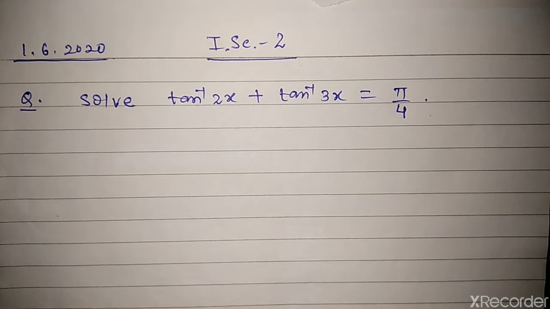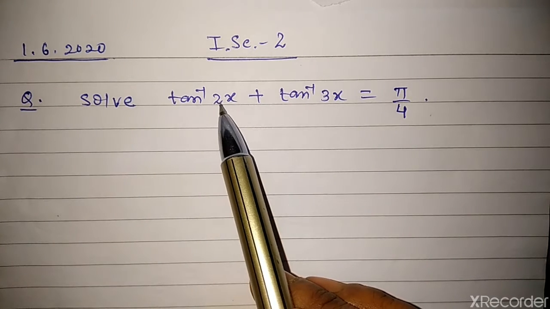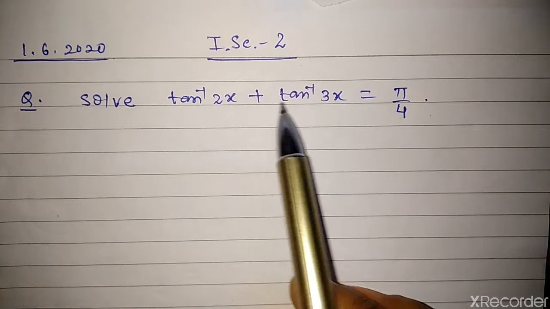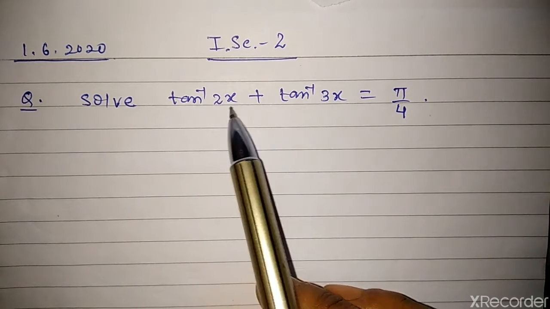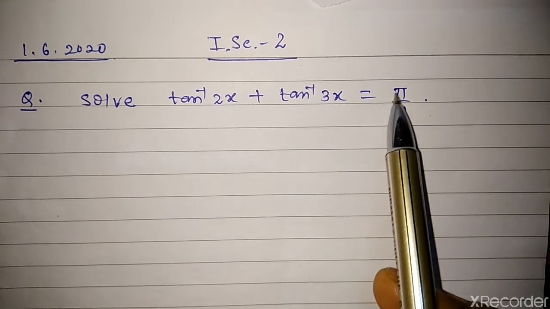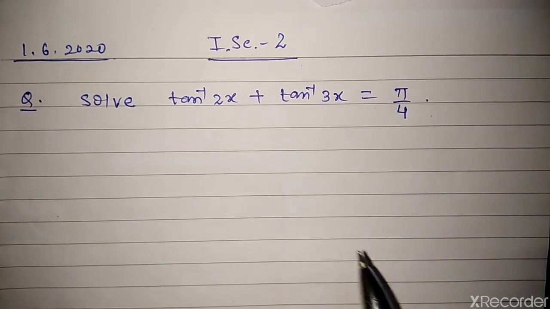Earlier we have seen how we can calculate the functions of trigonometric functions and prove the left hand side equal to right hand side. But today we will solve the question, and here we can find the value of x. For what value of x is tan inverse 2x plus tan inverse 3x equal to pi by 4? So let us see the solution.